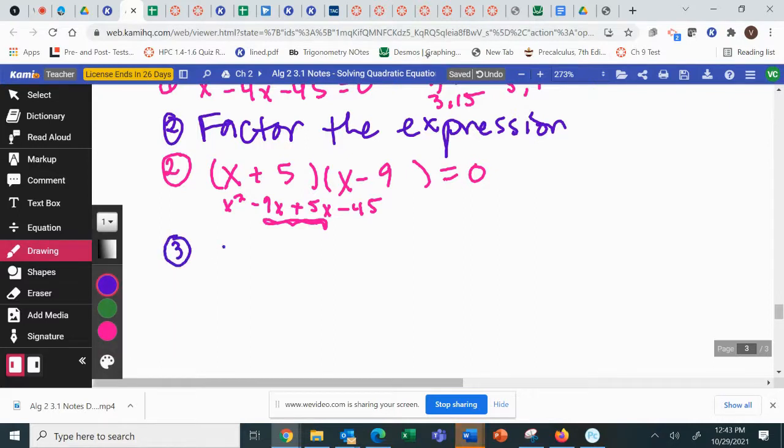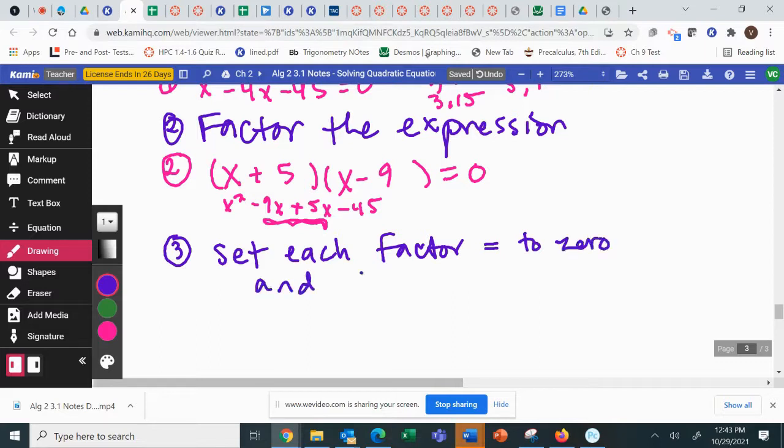Step 3, set each factor equal to 0 and solve. So x plus 5 equals 0, x minus 9 equals 0.